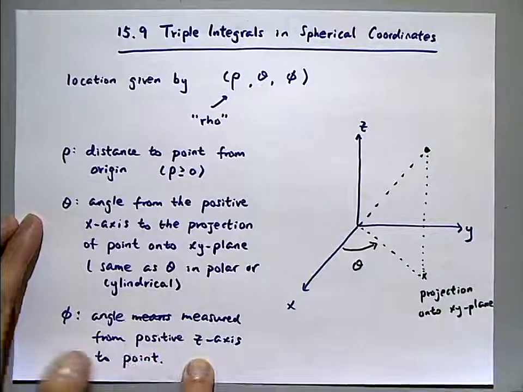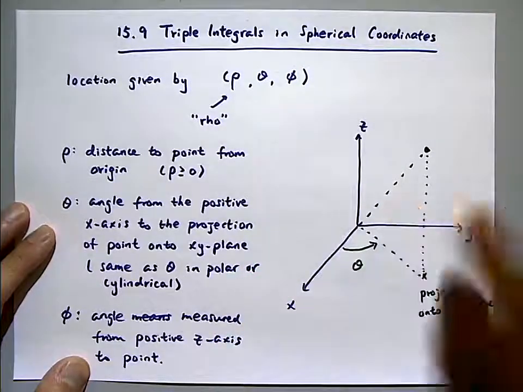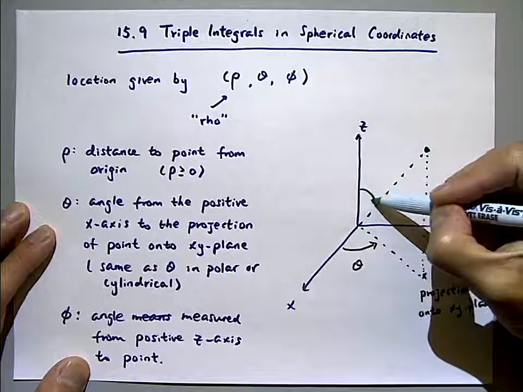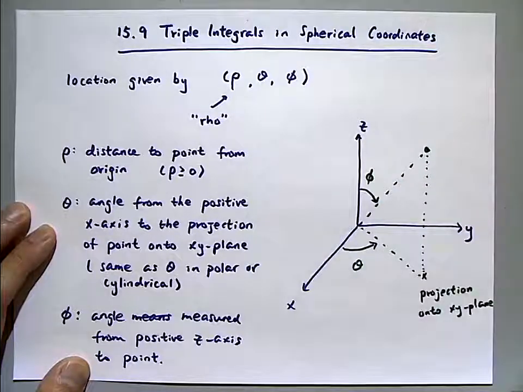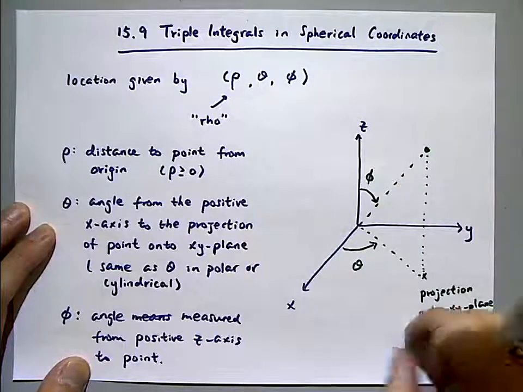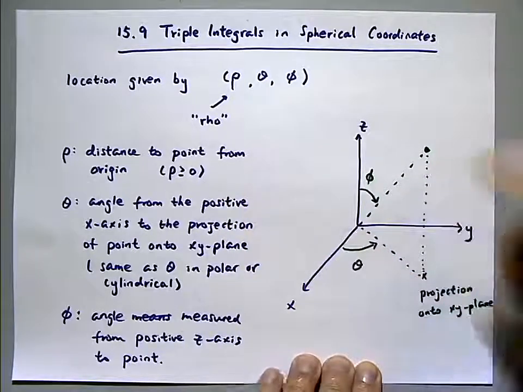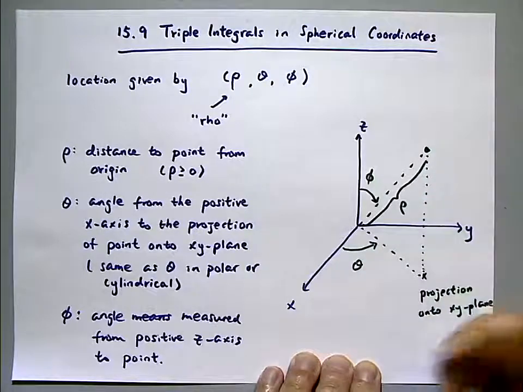The angle phi is measured from the positive z-axis to that location. So coming from the positive z-axis, we measure the angle phi downward. So that's phi. And lastly, the simplest one to see is the distance from the origin to that point. That's rho. So from here to here, that's rho.